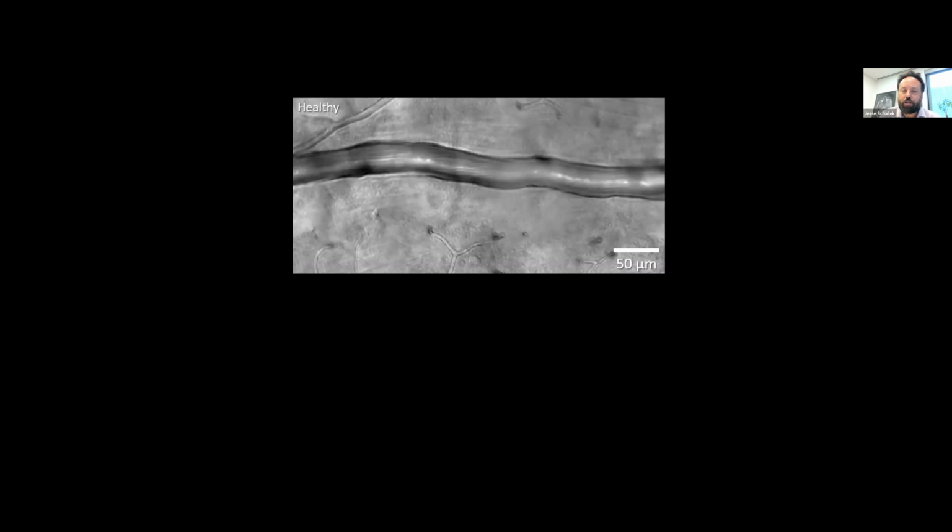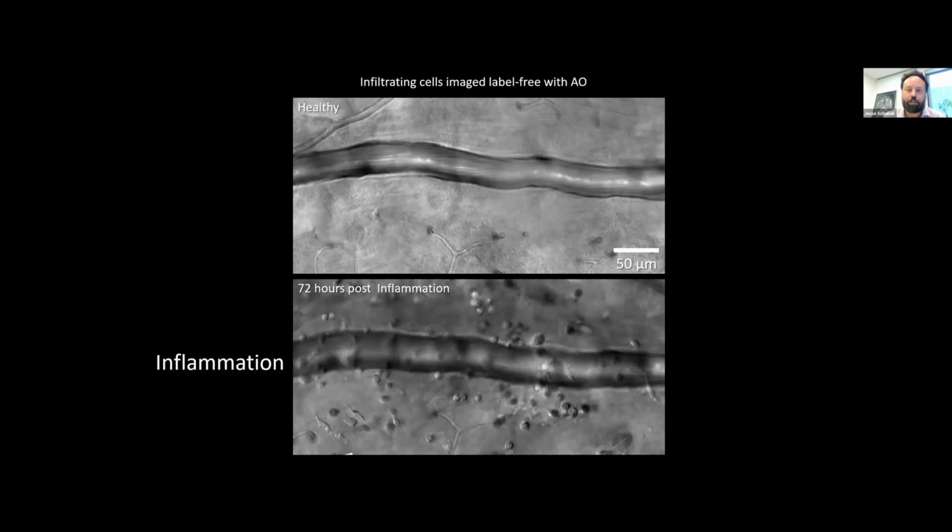Now, because the imaging is non-destructive, we can come back and visit the same area after we induce inflammation in the eye. And the way that we do this is we inject an irritant into the vitreous humor. This irritates the retina. It's called LPS, lipopolysaccharide, and it's a very strong inflammatory cue in any tissue. What we see when we return back to this tissue just 72 hours after this inflammatory event is nothing short of remarkable. We can see the dramatic arrival of immune cells into this neural tissue.